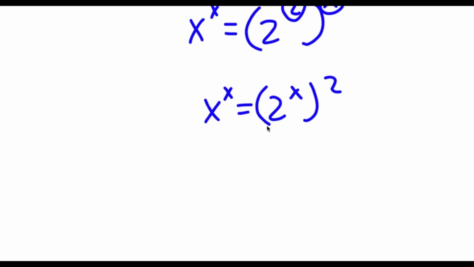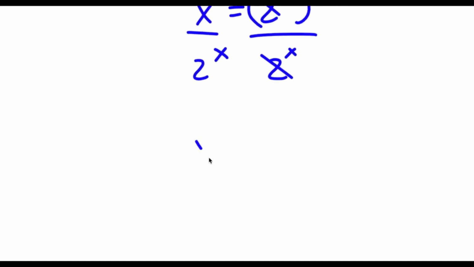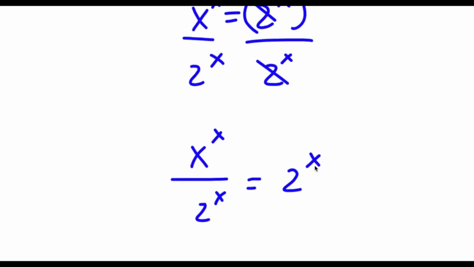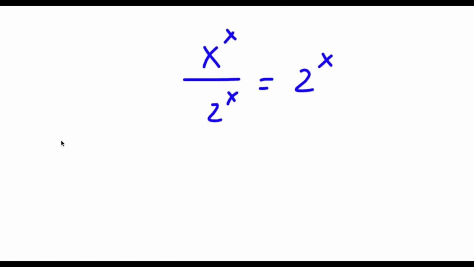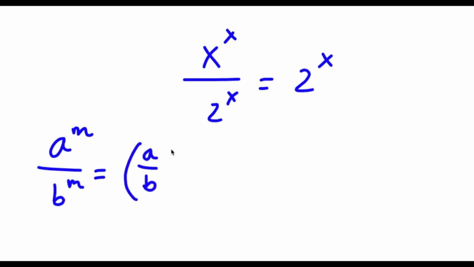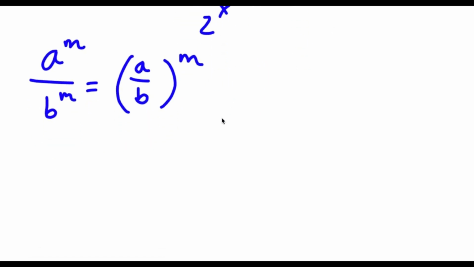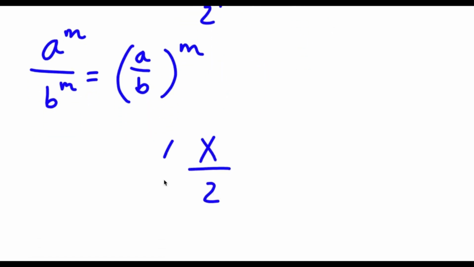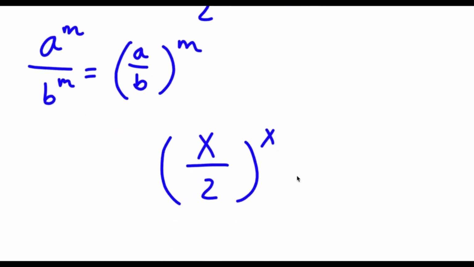Now I'm going to divide both sides by 2 to the power of x. So then these two cancel out, and I'm left with x to the power of x over 2 to the power of x is equal to 2 to the power of x. Now, if I have something in the form a to the power of m over b to the power of m, this is the same thing as a over b to the power of m. So x to the power of x over 2 to the power of x, that's going to be x over 2 to the power of x, which is equal to 2 to the power of x.